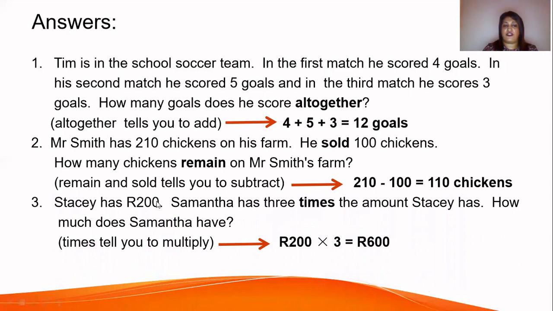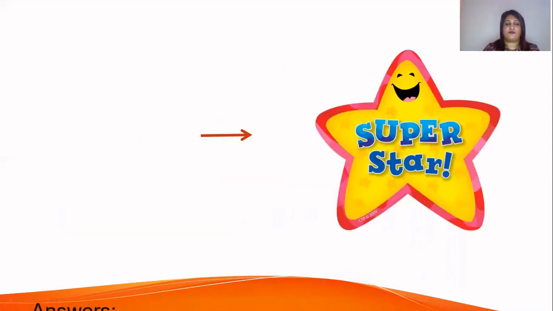Stacy has 200 rand. Samantha has 3 times the amount Stacy has. How much does Samantha have? Again, the word times tells you I've got to multiply. So 200 rand times 3 gives me 600 rand. So I've converted this word problem into a number sentence, and it says 200 rand times 3 is equal to 600 rand. Let's do one more, the last one.